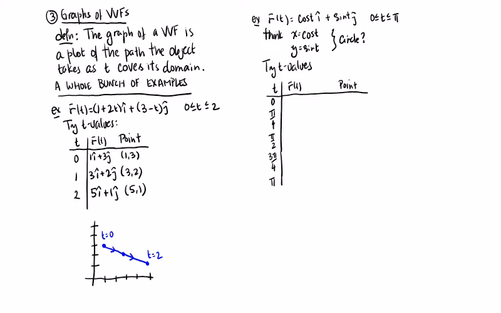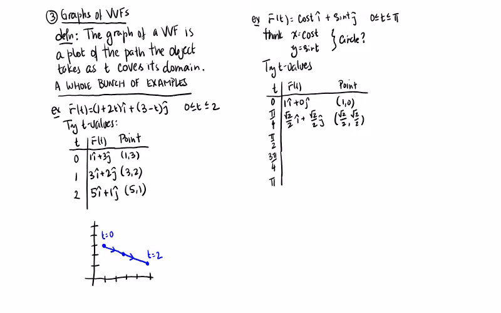Plug in 0, so cosine of 0 is 1, sine of 0 is 0. So we're at (1, 0). Plug in pi over 4, cosine and sine are both square root of 2 over 2. If your trig is a little rusty, you may want to review a bit. There'll be a bunch of trig that comes up in this course.